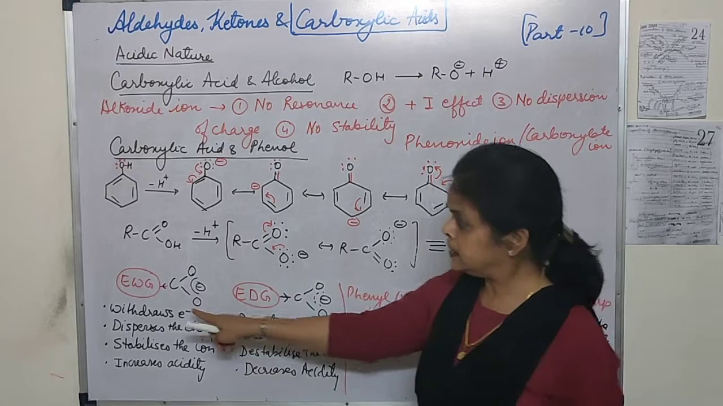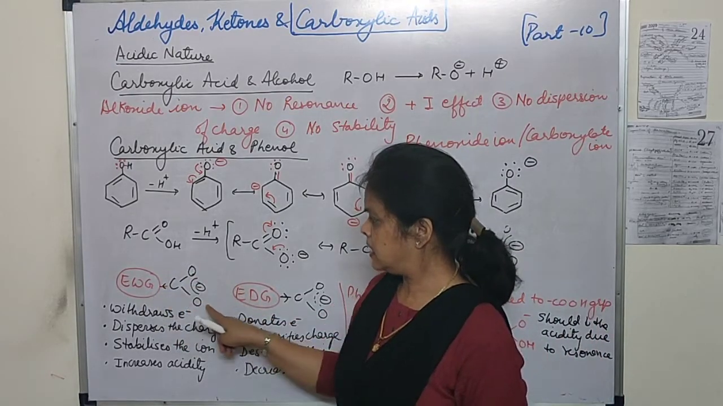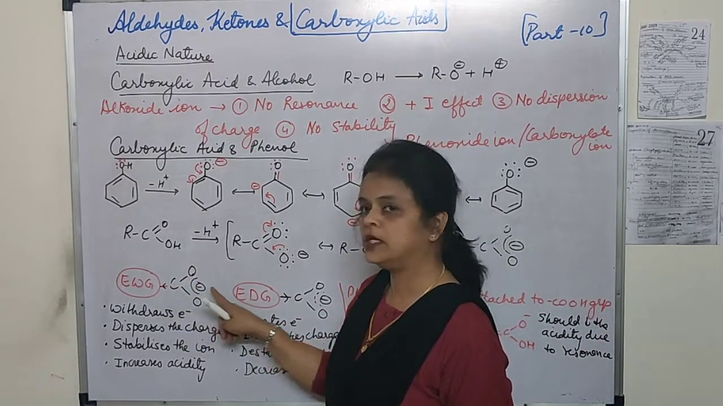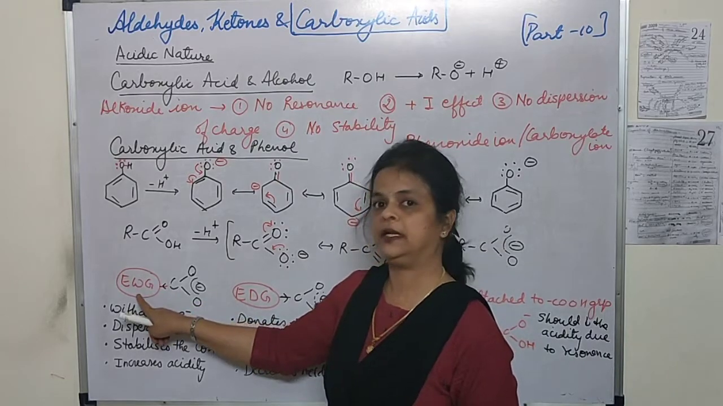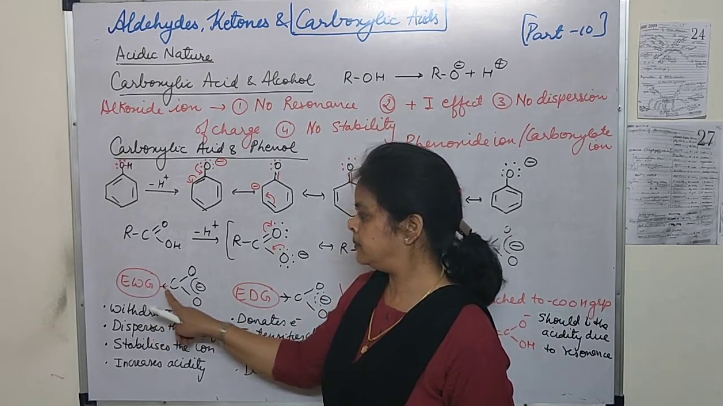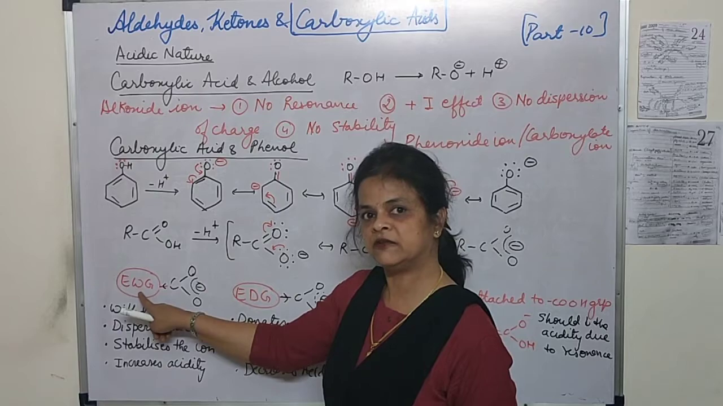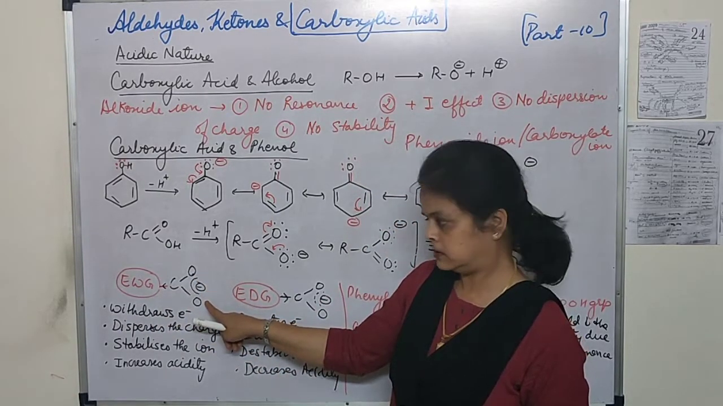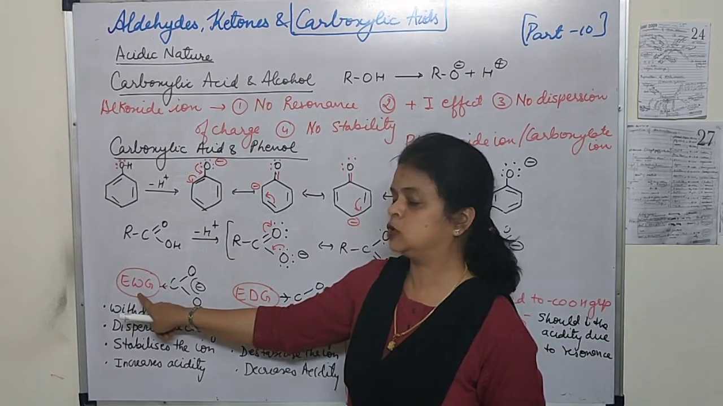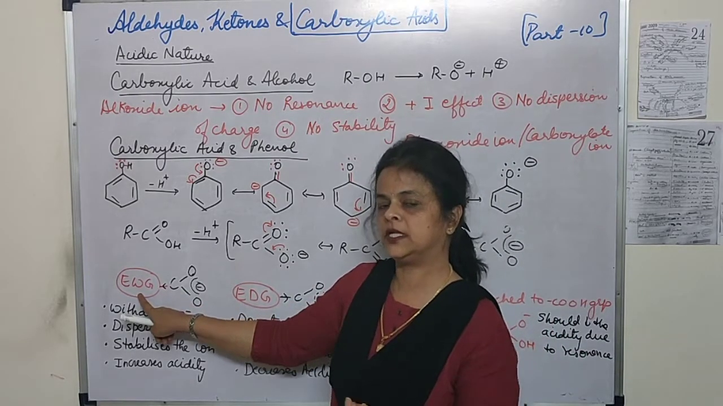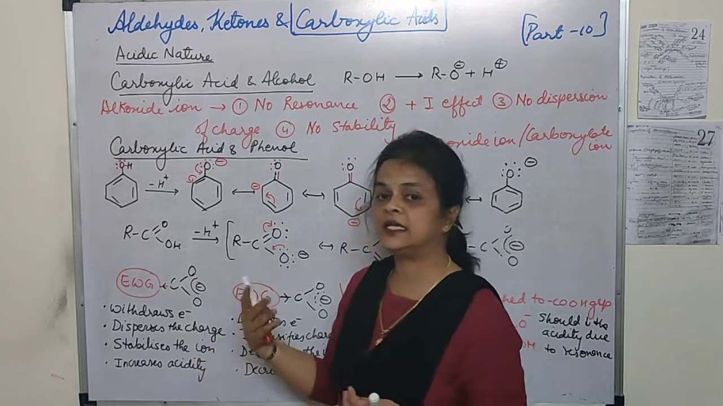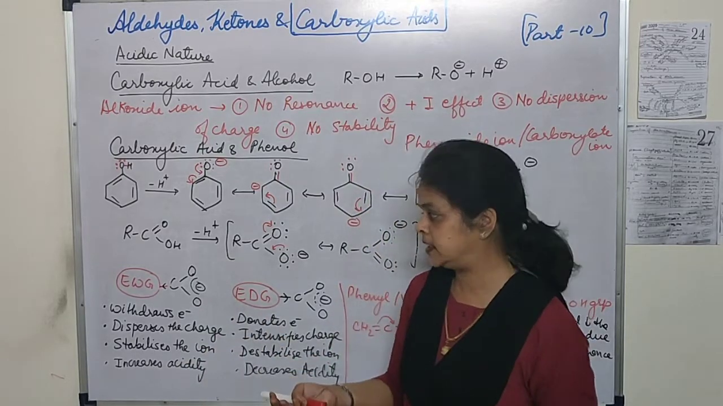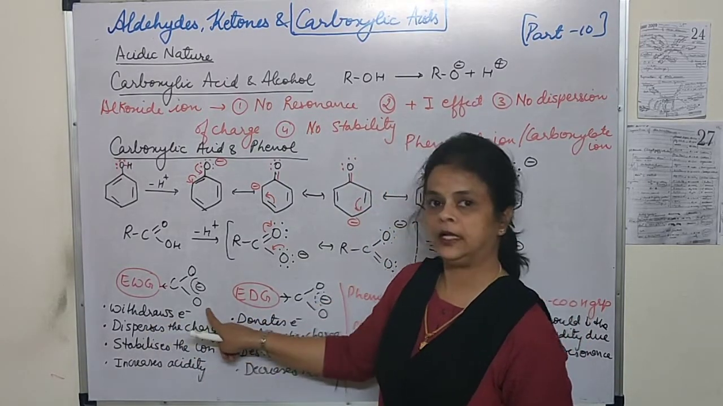Now the next point: if this carboxylic acid part, COOH part, is attached with any electron withdrawing group, then it pulls the electron towards itself. Now the negative charge is present on the oxygen. Now if any electron withdrawing group is present, suppose a nitro group is attached, or a Cl group attached, or an F group attached, then they withdraw the electron.